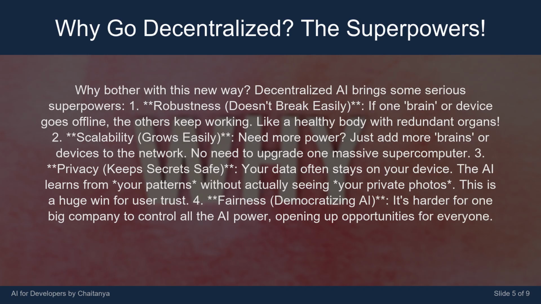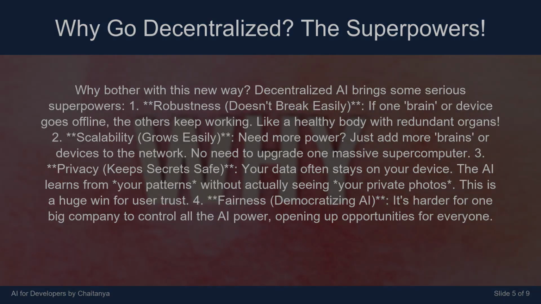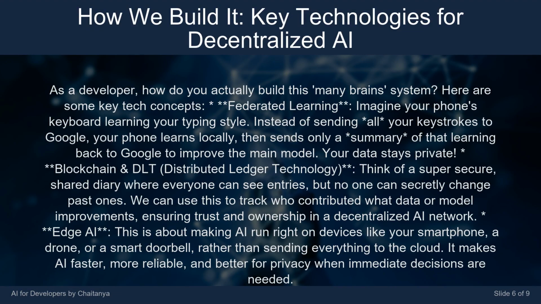3. Privacy. Keeps secrets safe. Your data often stays on your device. The AI learns from your patterns without actually seeing your private photos. This is a huge win for user trust. 4. Fairness. Democratizing AI. It's harder for one big company to control all the AI power, opening up opportunities for everyone. As a developer, how do you actually build this many-brain system?